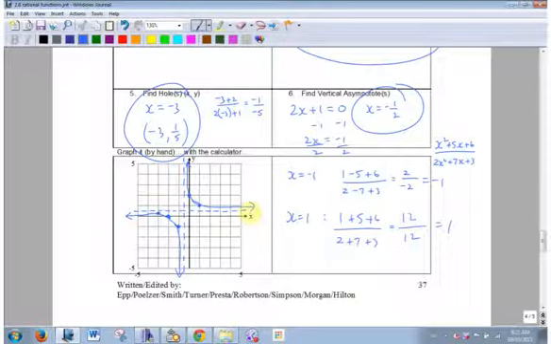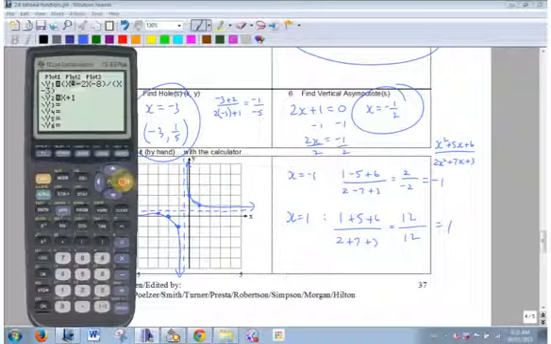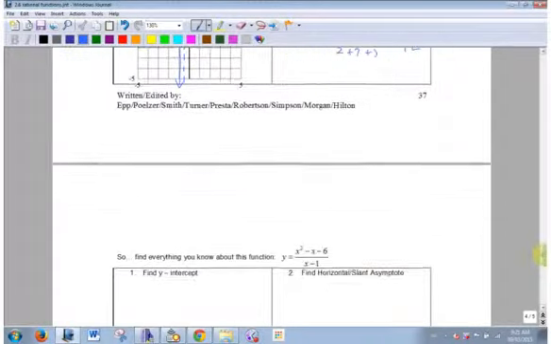Lastly, would you use your graphing calculator to check? I would too if it was my mark. Okay, let's plug that in quickly. X squared plus 5x plus 6 divided by 2x squared plus 7x plus 3. Graph. Are we happy? I'm very happy too. That's all you get. Do that.